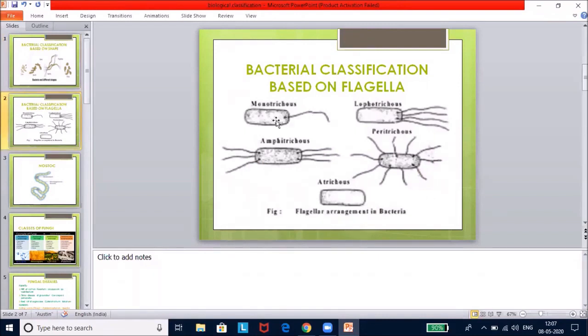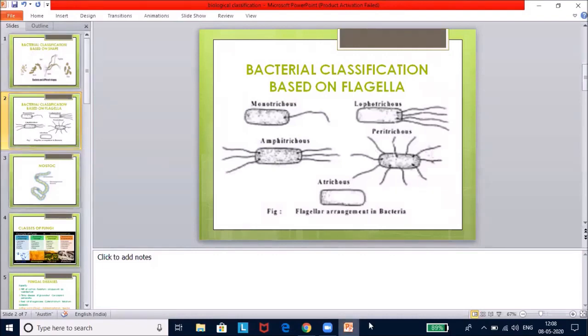Now, bacterial classification based on flagella: they are classified as monotrichous. Trichous means flagellum here. Monotrichous means one flagellum at one end. Lophotrichous means a tuft of flagella at one end of the cell. Amphitrichous means tufts of flagella arising at both ends of the cell. Peritrichous means flagella all over the body. Atrichous means bacteria without flagella. They might show you a diagram and ask you to identify whether it is monotrichous, lophotrichous, amphitrichous, peritrichous, or atrichous. That is why I gave you this.